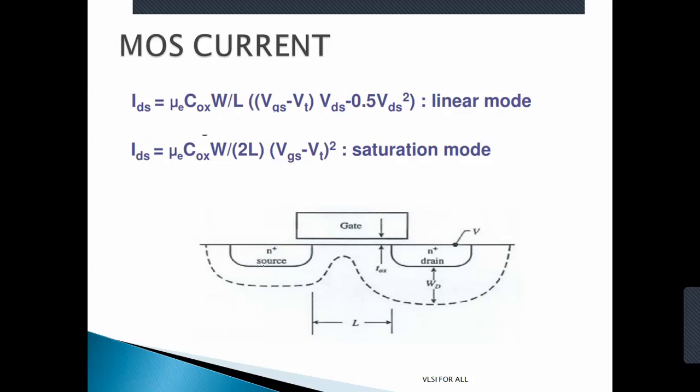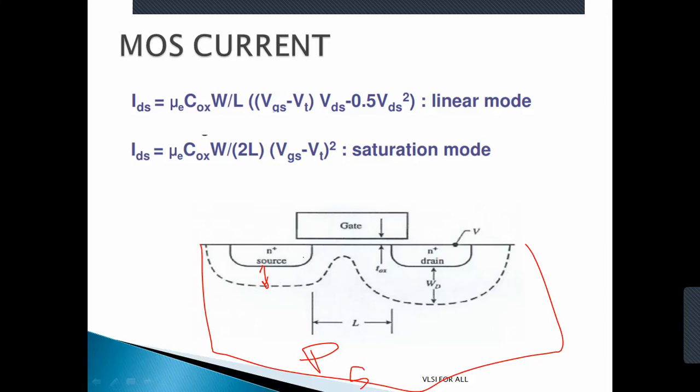Here we can see the depletion width between the source and the substrate. Here we will take a p-type substrate for the n-channel device. The depletion region between the source and substrate is called source depletion region, and the depletion region between the drain and substrate is called drain depletion region. And the region between the source and drain is called channel of the MOSFET.